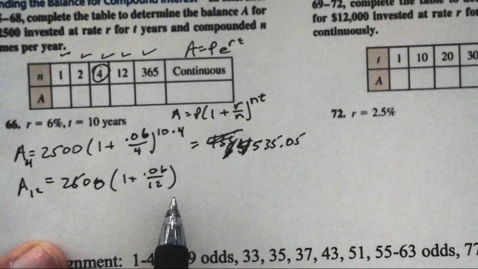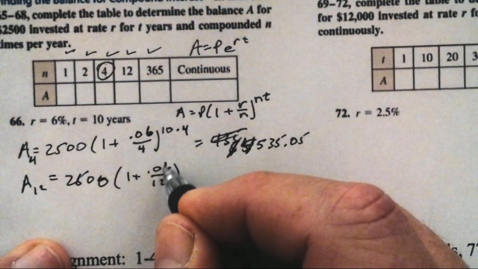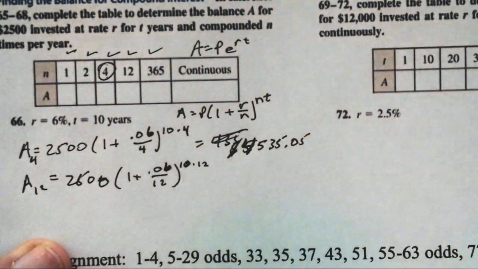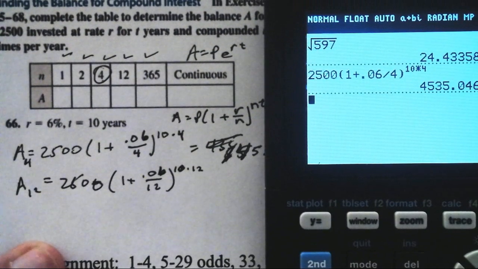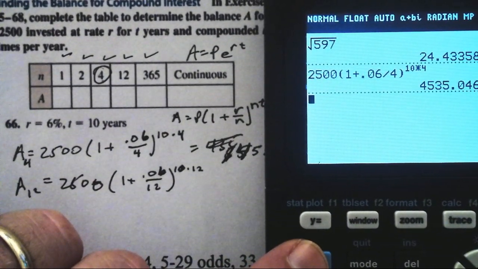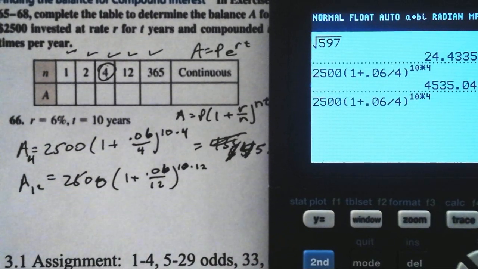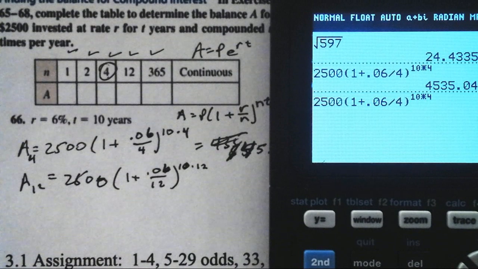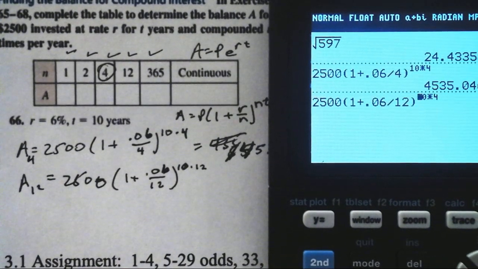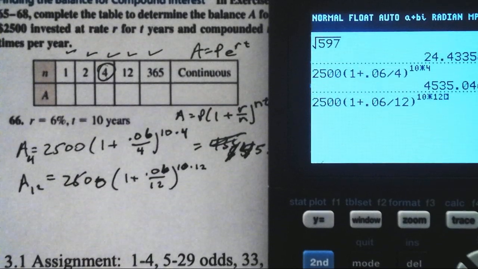That's the bad news. Our rate is reduced. We get only 1/12 of 6%. The good news is we get it 10 times 12 times. So if we hit second entry down in the bottom right-hand corner, I get that formula. Now I just need to turn this thing carefully into 12. Let's see, I need to insert, divide by 12, and I need to change my 4 to 12 here.